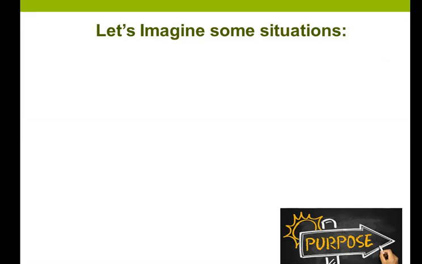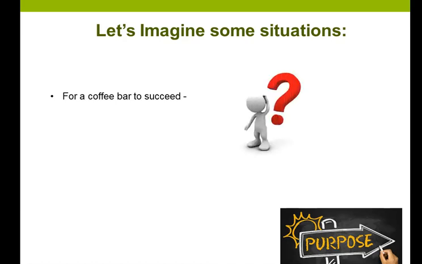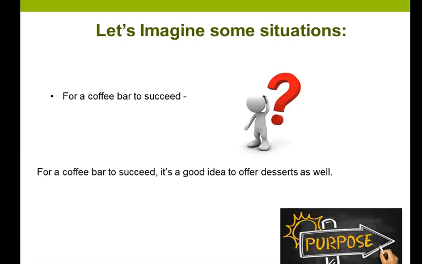So let's imagine some situations. If I decide to start a coffee bar and I want it to be successful, for a coffee bar to succeed, what is it that I need? Probably a solution can be, for a coffee bar to succeed, it's a good idea to offer desserts as well. Here I use an infinitive structure with for a coffee bar to do what? To succeed.